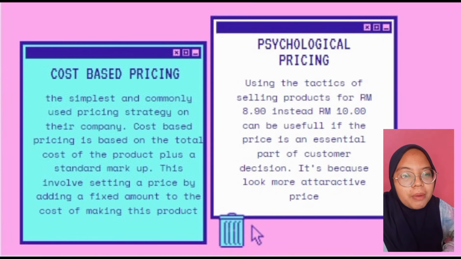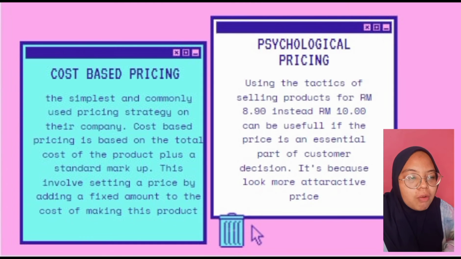Next, I will explain about pricing strategy. R&R Enterprise has adopted two pricing strategies, which are cost-based strategy and psychology strategy. Cost-based strategy is the simple and commonly used pricing strategy in their company. Cost-based pricing is based on the total cost of the product plus a standard markup. This involves setting a price by adding a fixed amount to the cost of making the product.